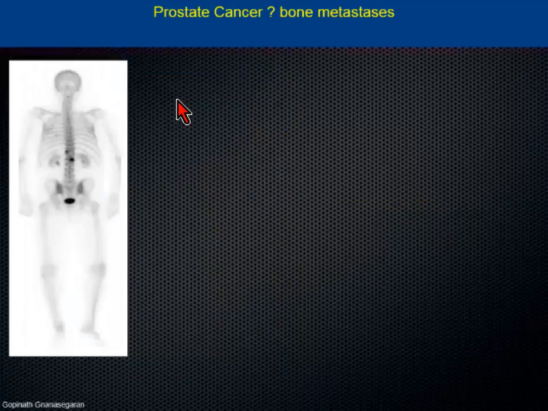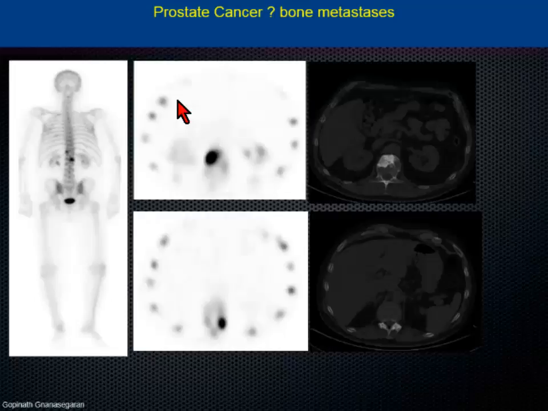This is again a patient with prostate cancer. The clinical question is, is that a bone metastasis? Using SPECT CT, I can definitely say one was a bone metastasis and the bottom one was a facet joint disease. So I can be very clear which is mets and which is degenerative. But without that, I would have said both the lesions are metastasis, end of story.